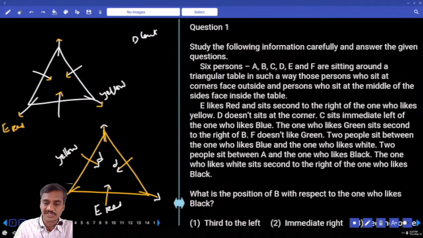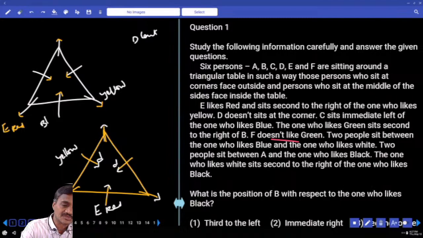Then green sits second to the right of B. And there are two people. F does not like green. And there are two people sitting between the one who likes blue and white. Now between blue and white, how many people are there? Two people are there, which means they are opposite to each other. The one who likes blue and the one who likes white are opposite to each other, isn't it?